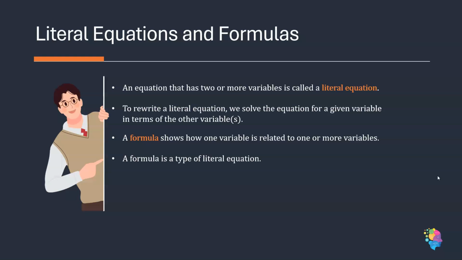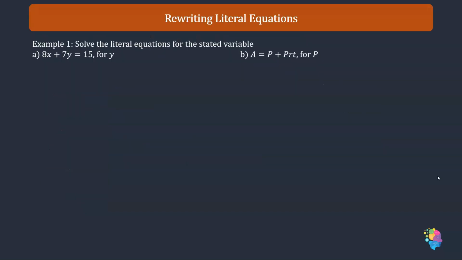Let's do some examples so we can really see what we're talking about. 1a and 1b are literal equations. Notice how 1a is written in terms of x and y, two variables, and 1b has A, p, r, and t as variables. For 1a, they're asking us to solve for y, and for 1b, they're asking us to solve for p. So if I want to solve for y, I need to move this 8x and this 7. We move the 8x since it's being added, by subtracting.